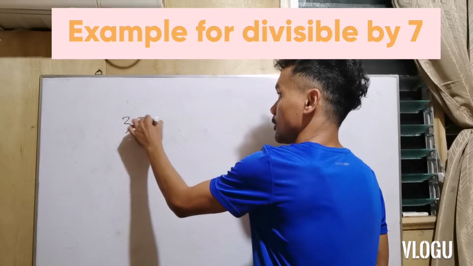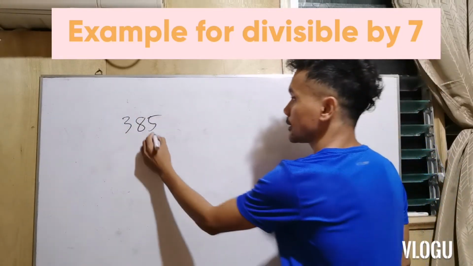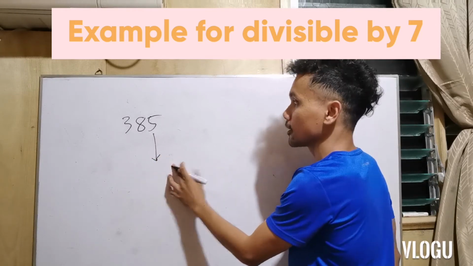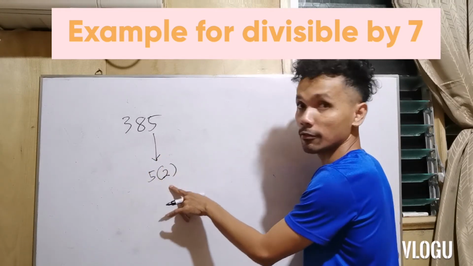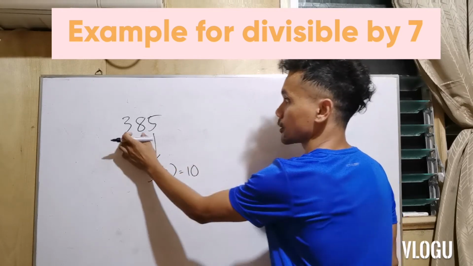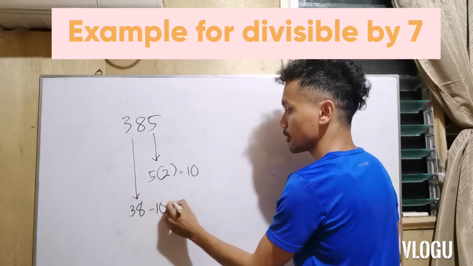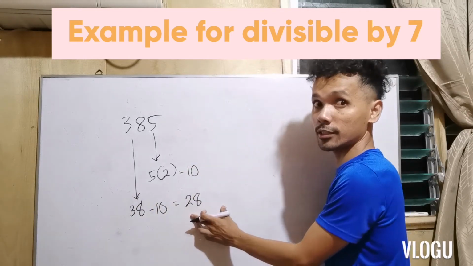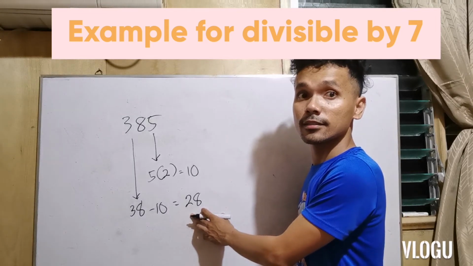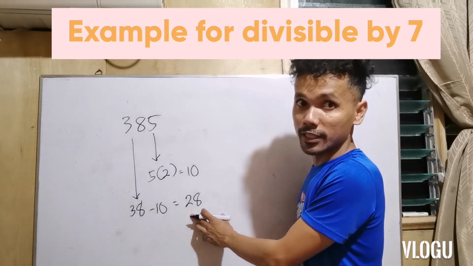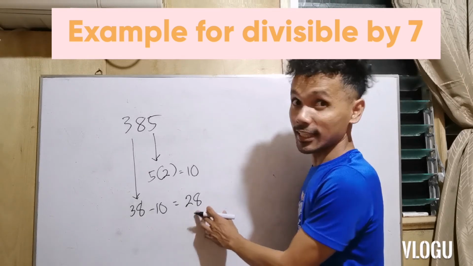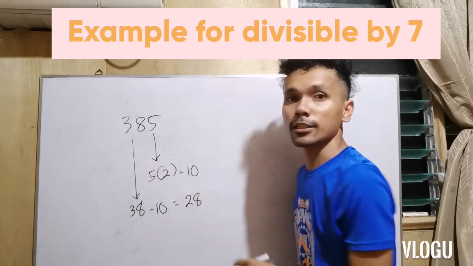Okay? So, let's take an example. I prepared 385. Ano daw yun? Take the last digit. Okay, take natin last digit, 5. Doblehin daw natin. So, you have 5 times 2, that is 10. Take the remaining digits, that is 38. Minus 10, this is 28. Is 28 divisible by 7? Yes. 28 divided by 7 is 4. So therefore, na-satisfy niya ang rule, therefore, 385 is divisible by 7.